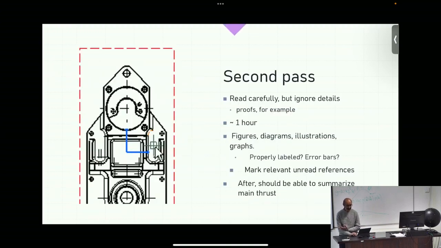In the second pass, you want to read more carefully, but feel free to ignore details. If there are proofs or theorems, ignore the proofs, just read the statement. Spend about an hour going through it and focus on the figures, diagrams and illustrations. Because you want to see, are these figures well made? Are they properly labeled? Do they make sense? Are there error bars, if any statistical thing? If they aren't, then probably the paper is not very good because they haven't been thorough preparing the figures properly.